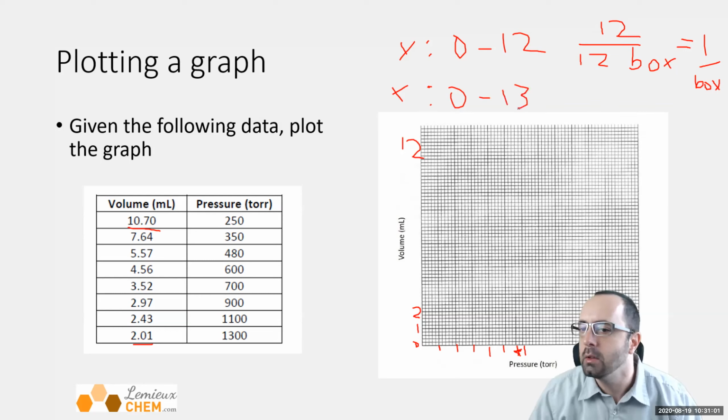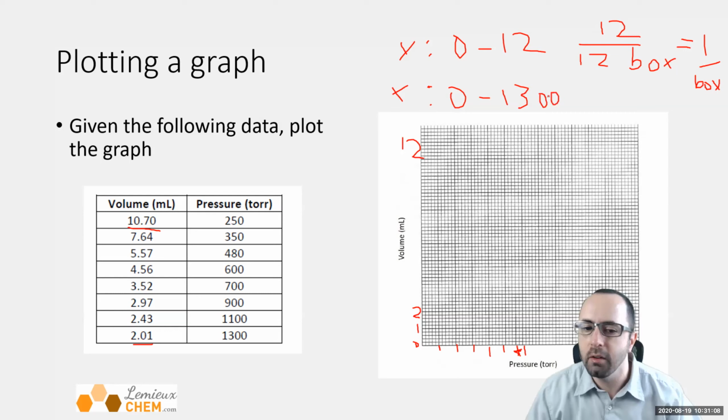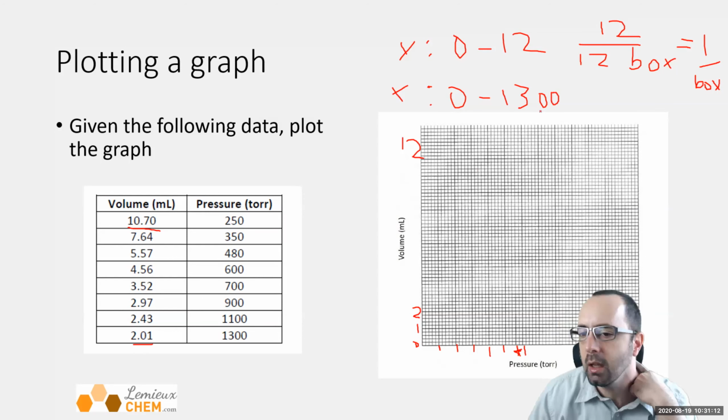Now, it just turns out that this range is good because we have 13 boxes. Usually, if we didn't have 13 boxes, I'd start to think about going from 0 to 1500 because that would give me nice round numbers to divide by. But because I have 1300 as my range, and I just so happen to have 13 boxes, that makes for very convenient numbers. So I do 1300 divided by 13 boxes.